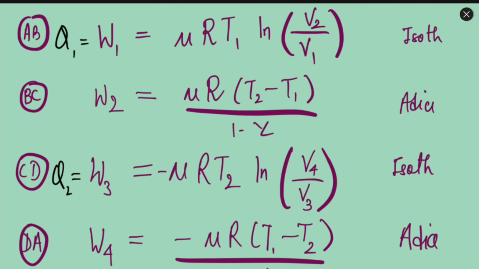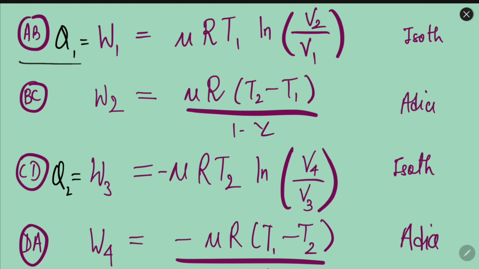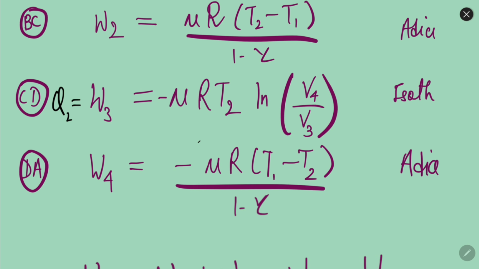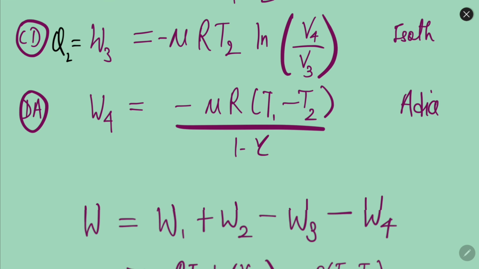So what will be the work done? The work done for an isothermal process is given by this formula, where nu is the number of moles. So nu R T1 log V2 over V1. Then from C to D compression is there, so nu R T2 log V4 over V3. And BC and DA are adiabatic processes, in which the work done is given by this formula, nu R into T2 minus T1 upon 1 minus gamma, and nu R into T1 minus T2 upon 1 minus gamma.